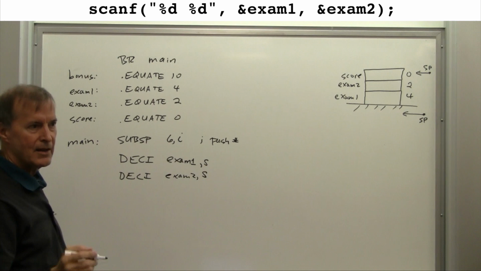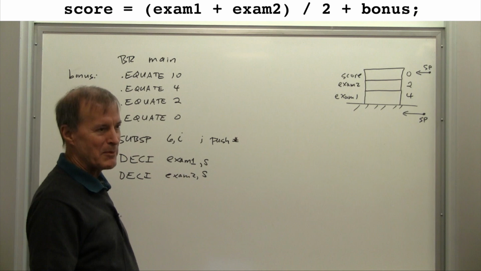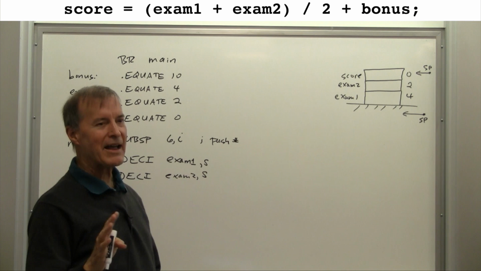Now next, what about score gets exam 1 plus exam 2 divided by 2 plus bonus? So remember how the assignment statement works? You can pass. It's fine to pass. You want to pass? And then next? You passed it. Okay, good. All right, that's all right. The next?